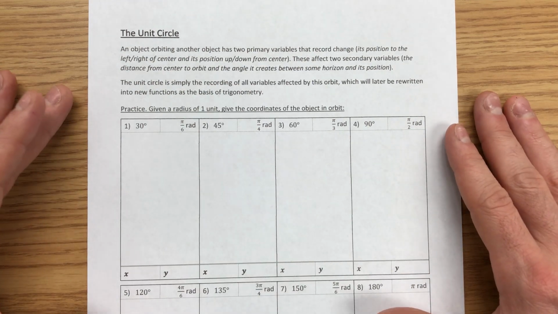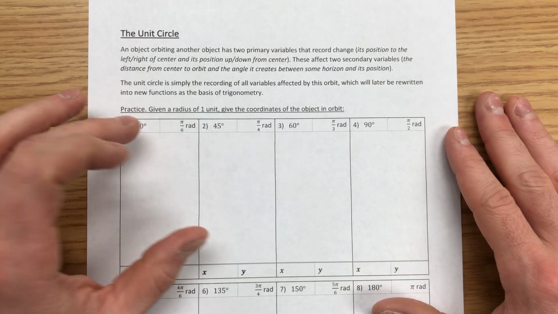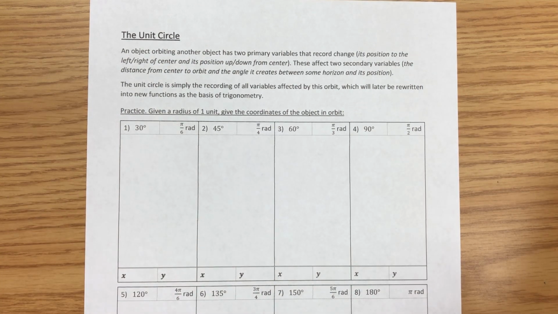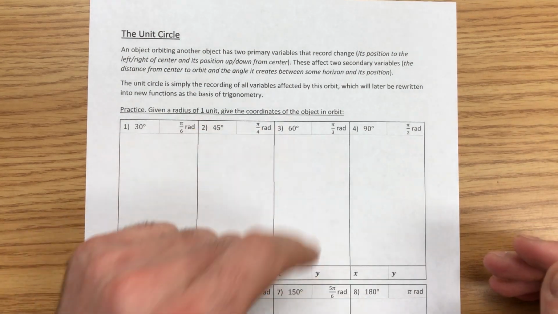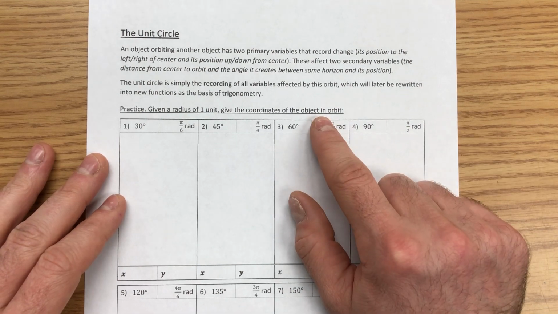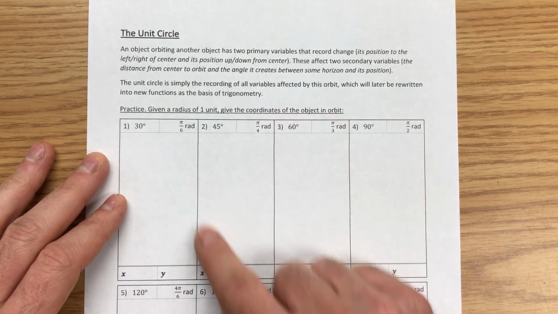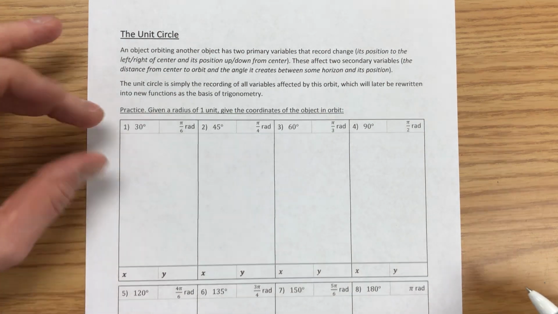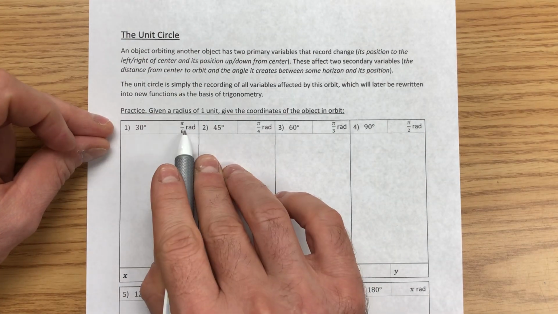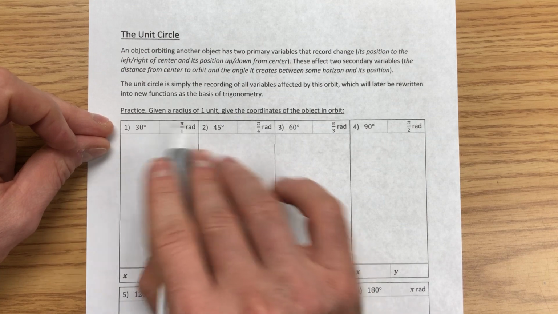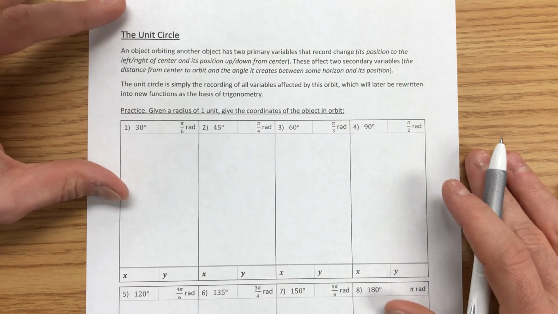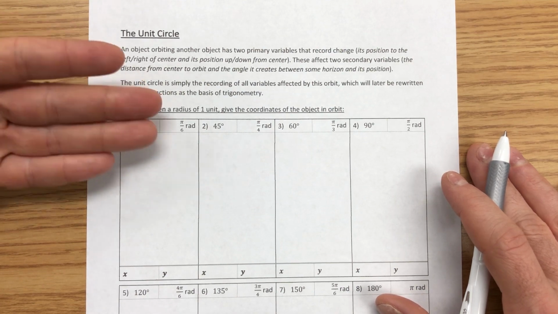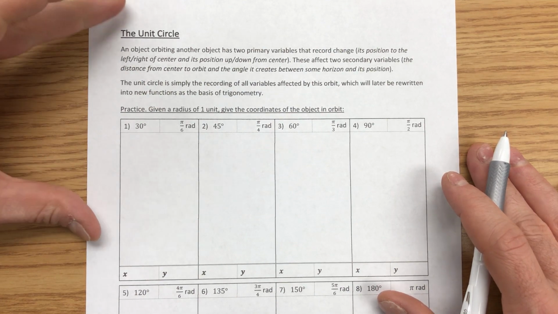So we're going to practice, given a radius of 1 unit, one generic unit, not in feet, not in inches, not in miles, 1 unit, give the coordinates of the object in orbit. I want to find, as it moves around the circle, what is my x and what is my y value. So let's take a look. Now, 30 degrees and pi/6 radians, whichever one you prefer, we're going to use those. Just make sure your calculator, if you're using a calculator to double check, is in the proper mode.